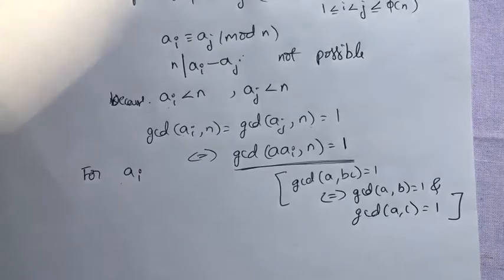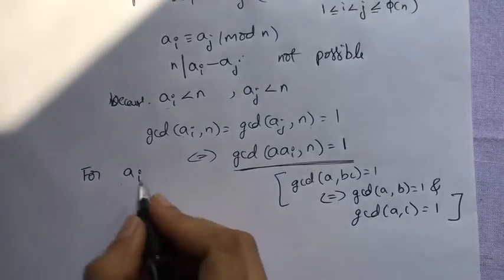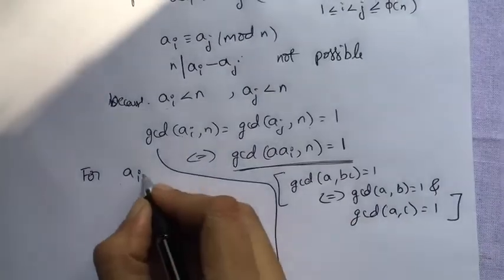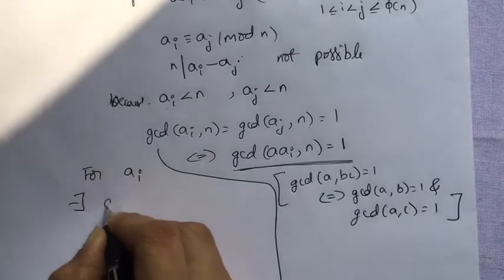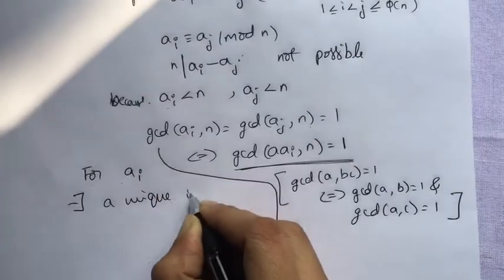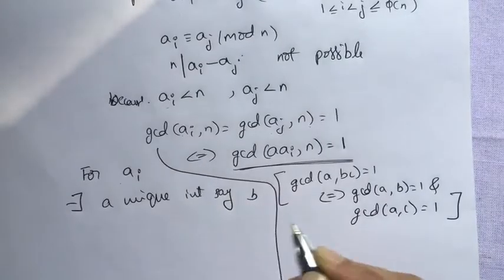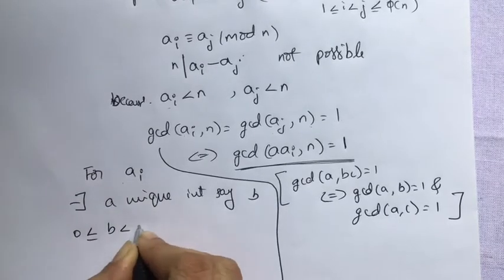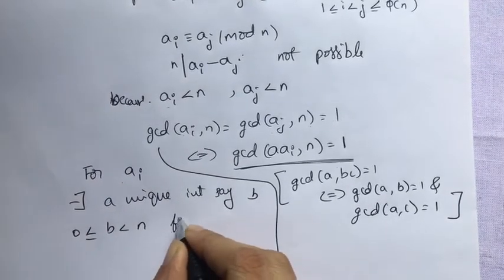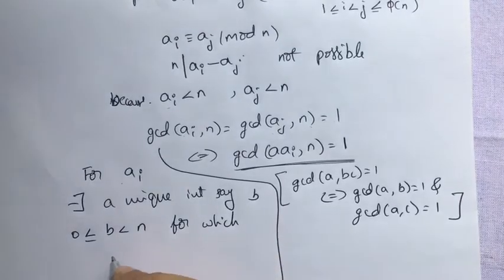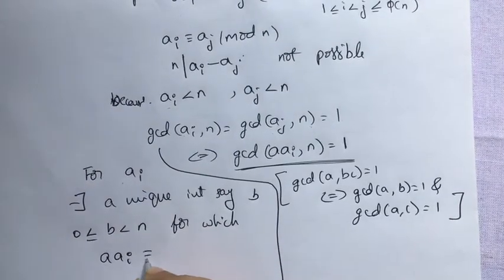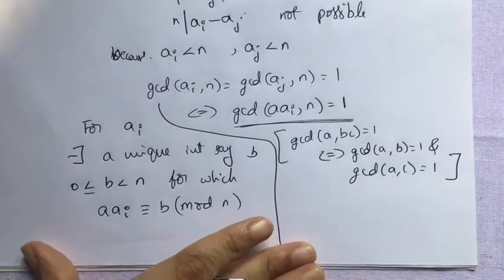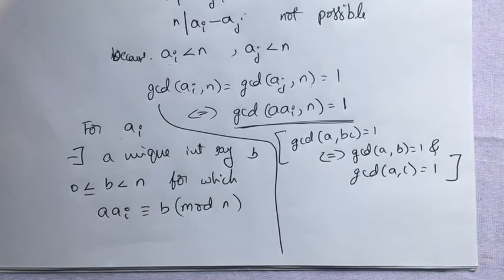Okay, so now we'll take a particular ai. There exists a unique integer, say b, such that it lies between 0 and n, for which a·ai is congruent to b mod n. So I'm considering it like this: a·ai is congruent to b mod n.